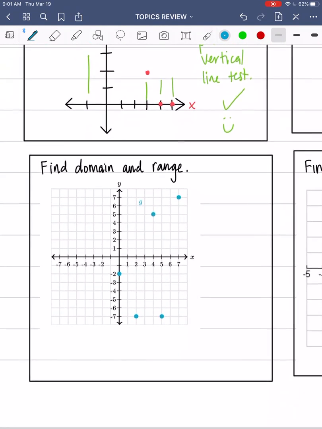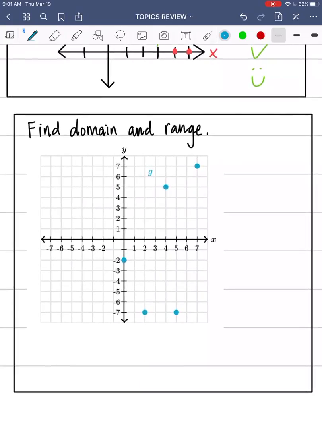We just have a few more. So you'll also talk about domain and range. So remember, domain is x's, that's like left and right, and range is y's, so that's up and down. I'm going to make a note of that. So domain is left, right, and range is up, down.